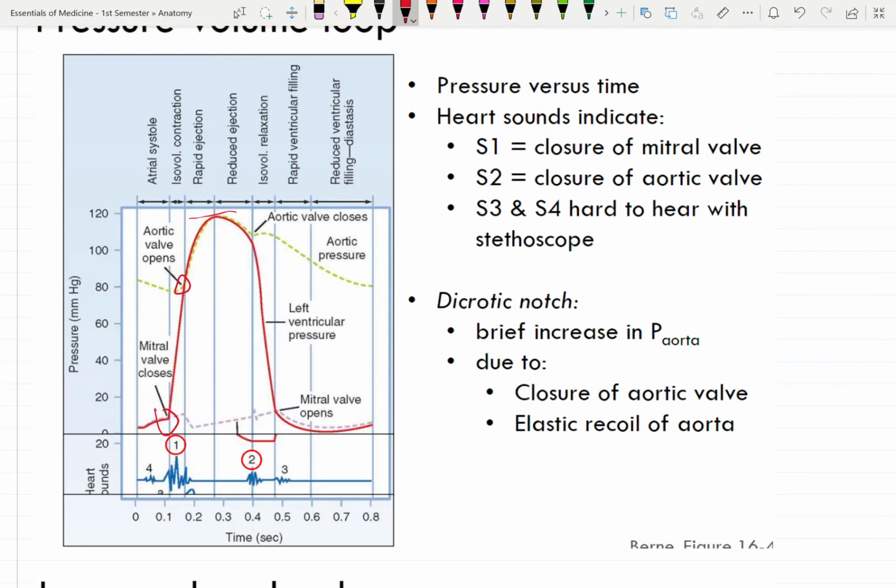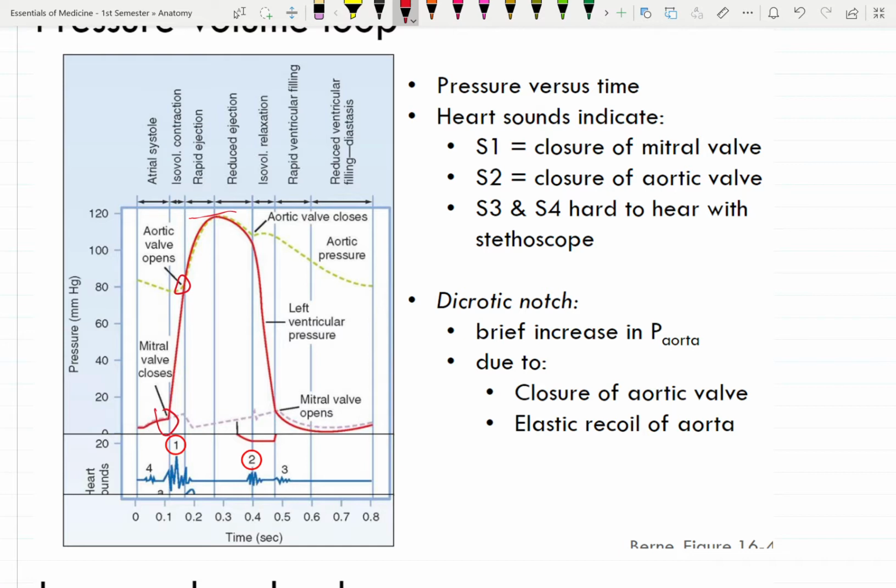The S2 sound occurs when the aortic valve closes. So that's at the end of the ventricular contraction, right before diastole, right before the filling of blood into the left ventricle. Okay? And the S3 and S4 are hard to hear with the stethoscope, and I'm not going to be discussing that in here.